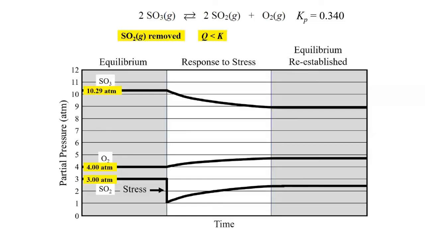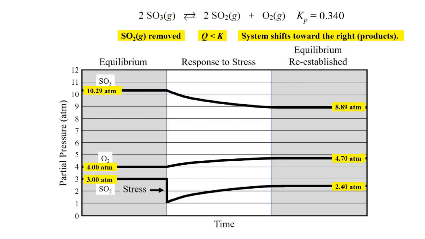And if Q is less than K, there's going to be a net conversion from left to right. And as it will shift toward the products from left to right, it causes the SO3 pressure to go down a little bit, which you can see there on the diagram. And it caused the pressure of the O2 and the SO2 to increase a little bit. So you can see on the right side of this graph, these are the new values for the partial pressure of SO3, O2, and SO2 when equilibrium has been reestablished for this system.